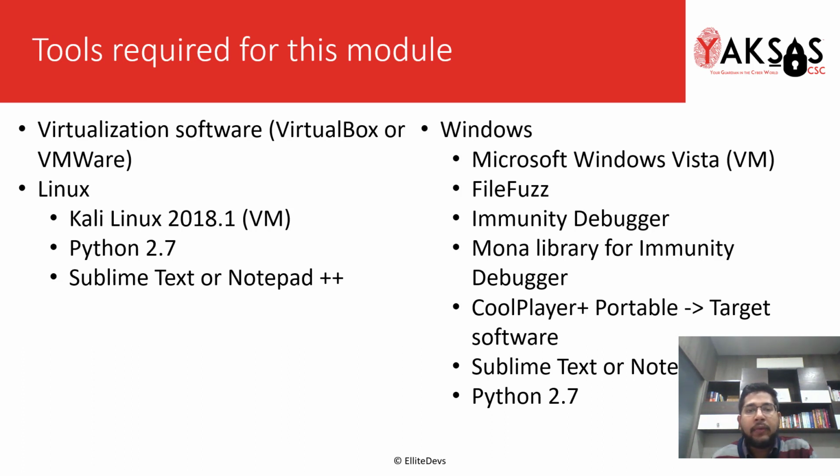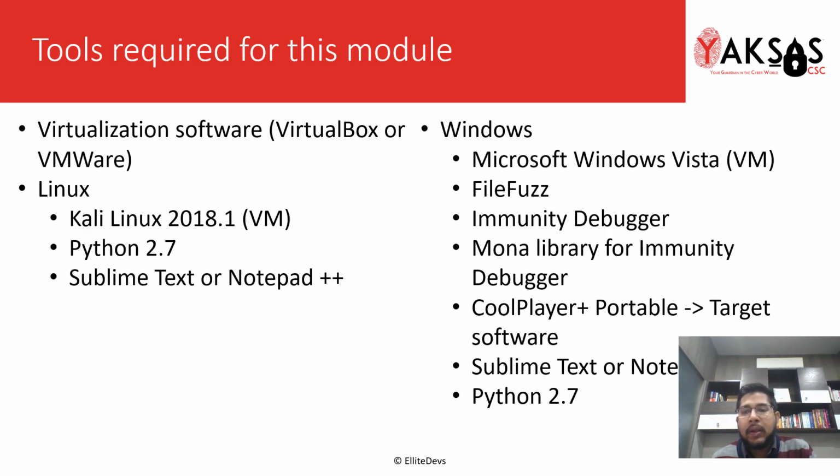Following are the tools required for this module. We'll need a virtualization software. You can use either VirtualBox or VMware. We'll need two virtual machines, a Linux box and a Windows box. For Linux, we'll be using Kali 2018.1 as a VM, and on that we'll need Python 2.7 and a text editor. You can use either Sublime Text or Notepad++.